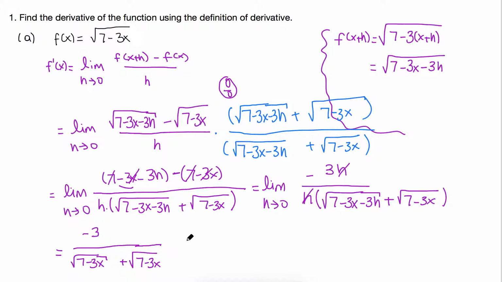So this is my derivative. Well, we could just do some housekeeping and add these like terms, and then write our final formula as negative 3 divided by, well, we have 2 of the same expression, so it's 2 times the square root of 7 minus 3x. This is our derivative formula.